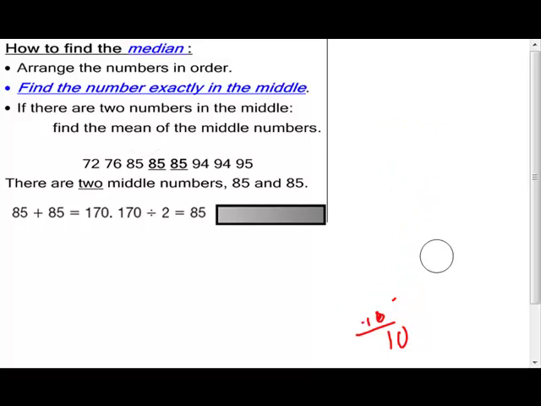If there's 1 of them, you found your median. If there is only 1 number in the middle, let's pretend that this number didn't exist in our list. So let's take a look at that. Take the first and the last. We've already arranged them in order from least to greatest. Take the first and the last. Take the first and the last, and we find our median is 85. But when there are 2 of them, you have to find the mean.